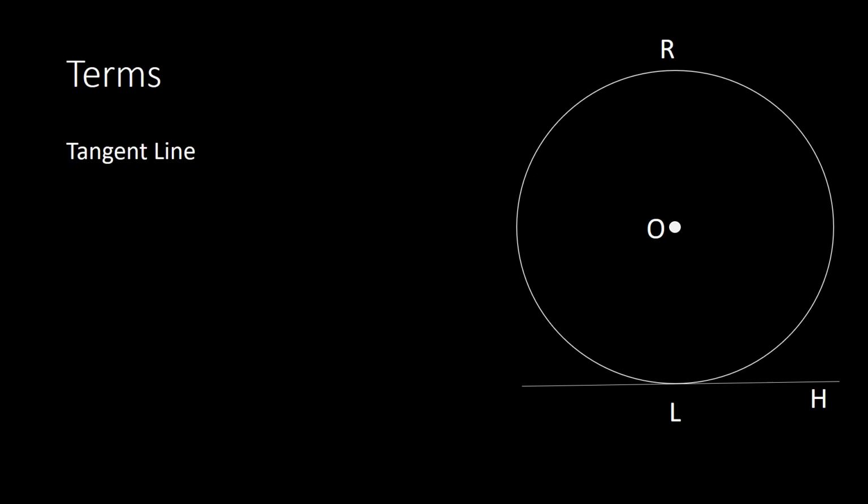Next, we have what is called a tangent line. A tangent line, by definition, is a line that should keep going forever. So a line that touches the circle only at one point. So in this picture, the line touches the circle only at point L. So the tangent line we would name as line LH. And then we have what is called the point of tangency, which is the point at which the tangent line touches the circle. So in this picture, that point would be point L.